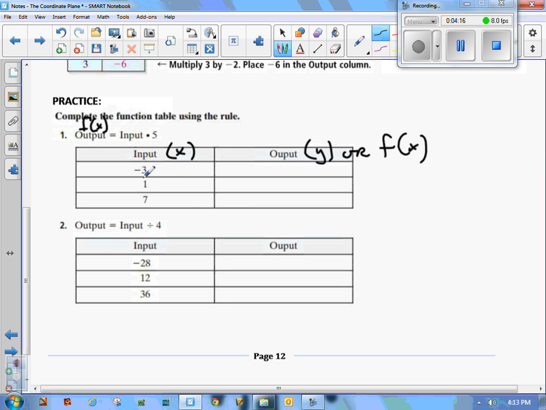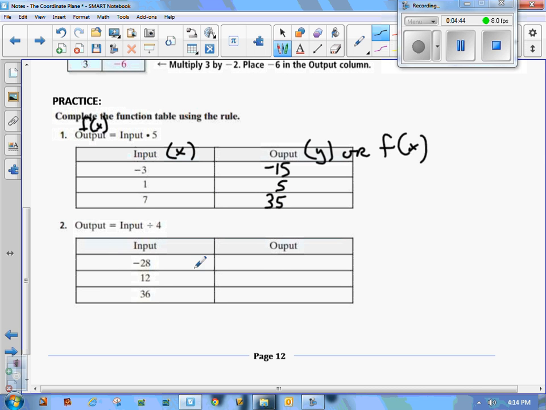So what we're going to do is take our x and we're going to input it, -3, and we're going to take it times 5. So we're going to take -3 times 5, which gives us a -15. That would be our output. We're going to plug in wherever our input is, our value of 1 here. So we have 1 times 5, which gives us 5. And our last one here, 7. 7 times 5 is 35.